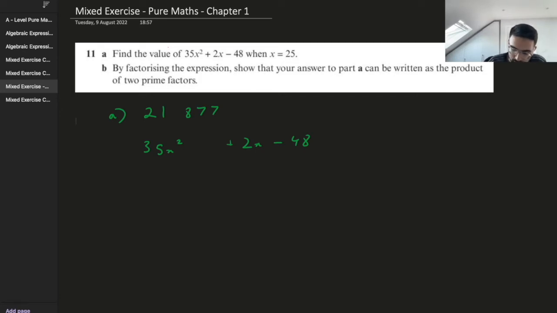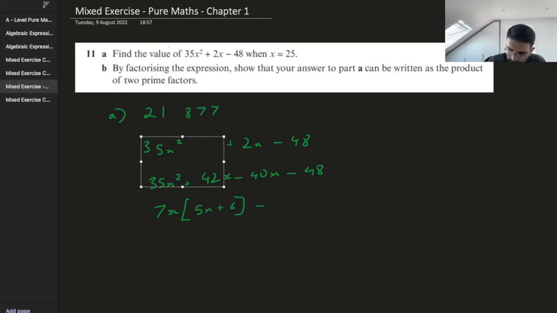So I'm going to pick 42x minus 40x. Now, the reason why I picked that is because these two are similar. 42x minus 40x will cancel down to 2x, but at the same time, 35 and 42x will correlate, and 40x and 48 will also correlate. And you'll see in a second why that is. So let's write that in: 35x squared plus 42x, minus 40x minus 48. So we've then got 7x multiplied by 5x plus 6, and then we've got minus 8 multiplied by 5x plus 6.